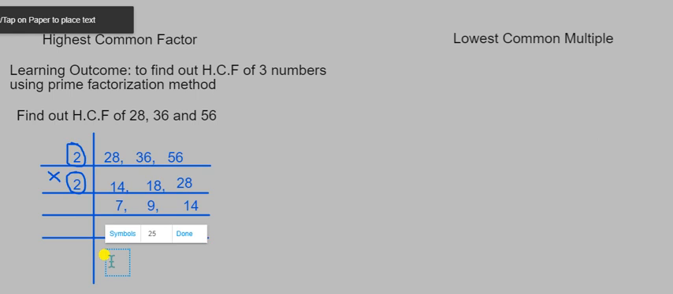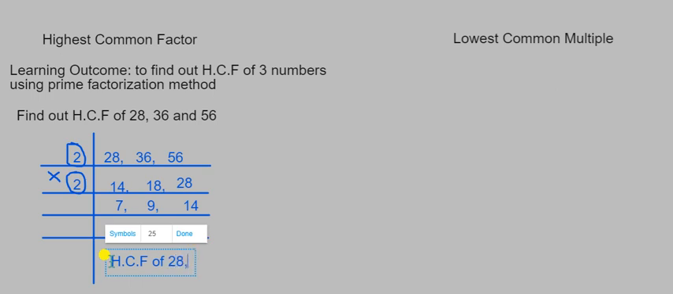Highest common factor of 28, 36 and 56 is equal to 2 into 2, which makes 4.